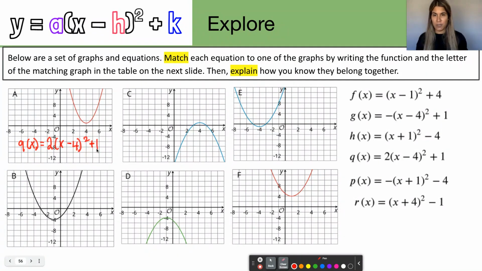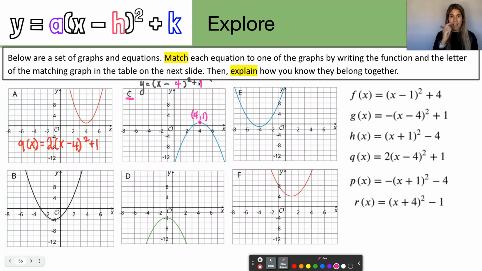Let's do another one. Let's do B. We're going to do this one in a different color. Actually, I'm doing C, not B. I'm going to find the vertex. My vertex is, again, 4, comma, 1. You know it's going to be in the form y equals (x minus your h) squared plus your k. Now, it's going to be (x minus 4) squared plus 1.